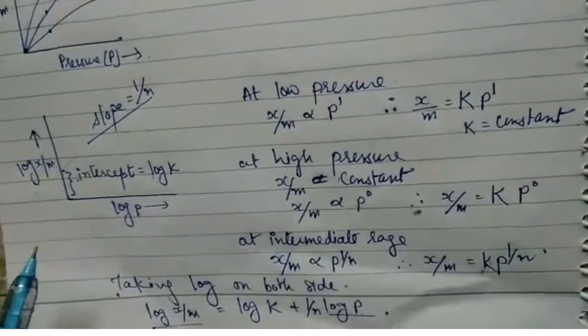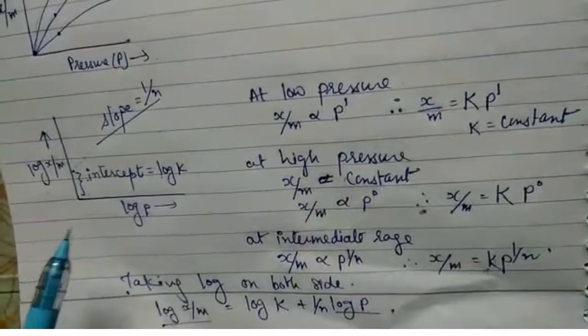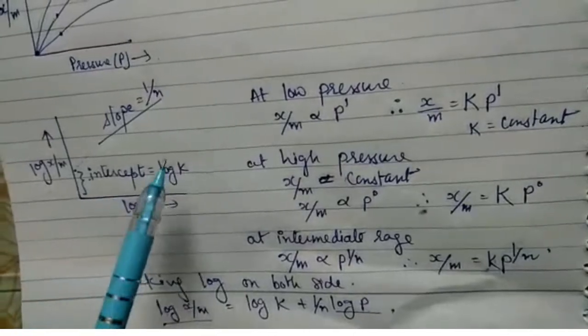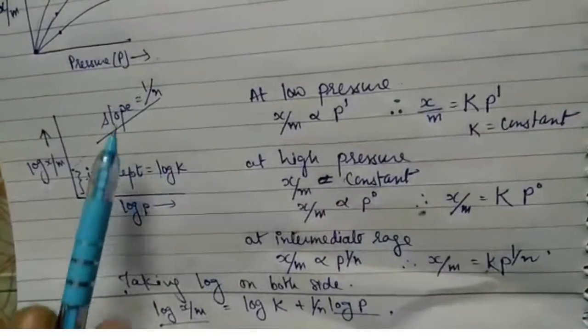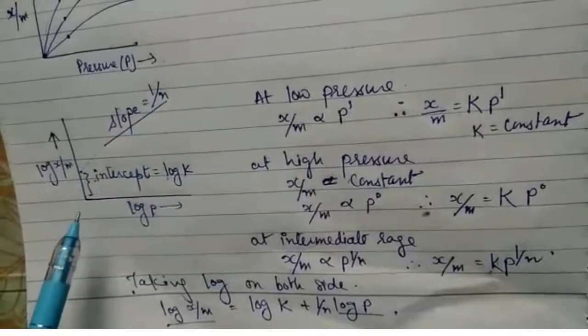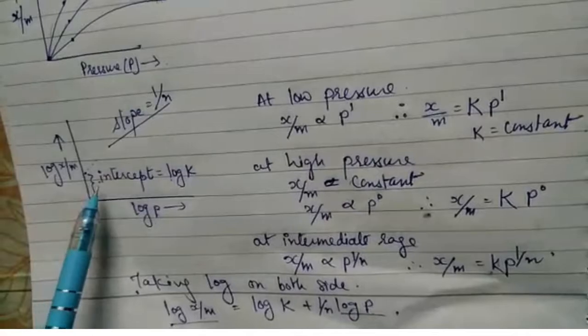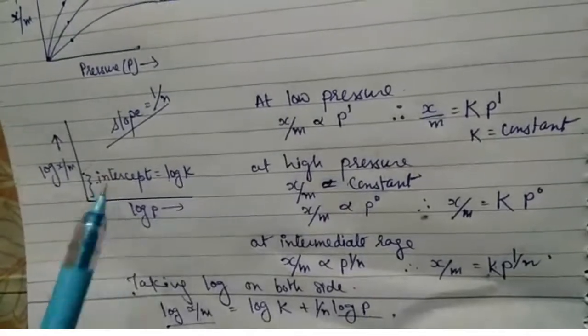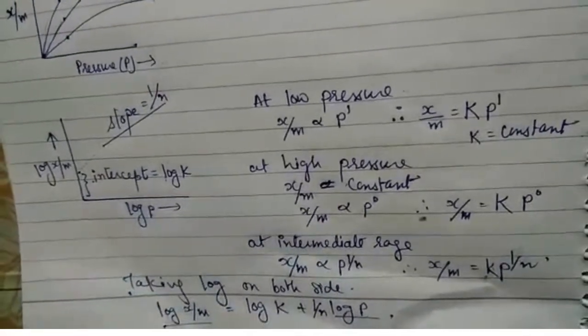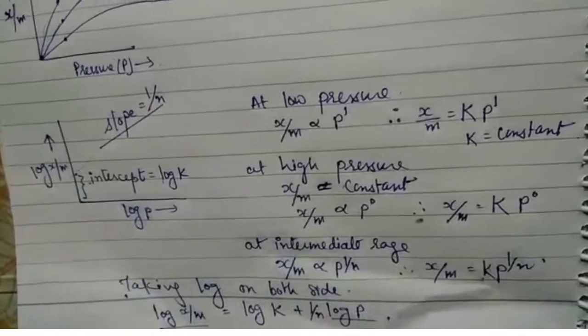So if we plot a graph between log x/m and log P, a straight line will be obtained. And the slope of this line will be equal to 1/n. And the intercept on the log x/m axis will correspond to your log k. This is all about your adsorption isotherms. Now we will move to adsorption isobars.